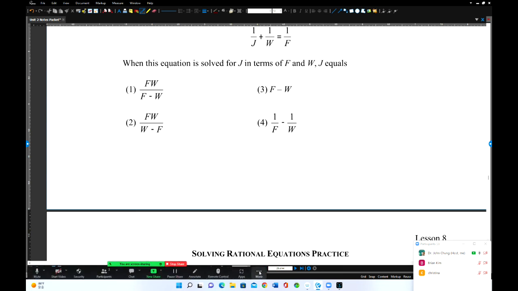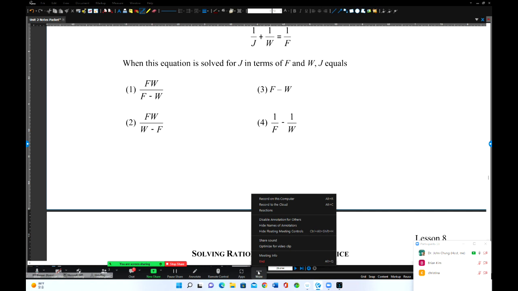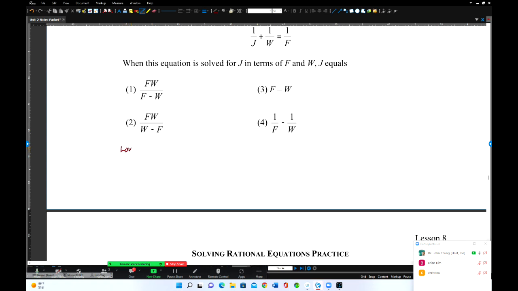Say something? You guys have any questions about this? Synthetic division, long division, remainder theorem, factor theorem. We did today long division, synthetic division, and remainder theorem, and factor theorem. You guys figure out this one more time after class.